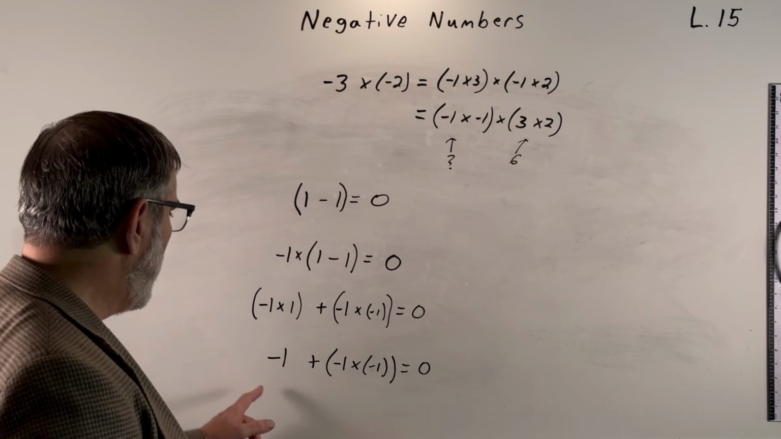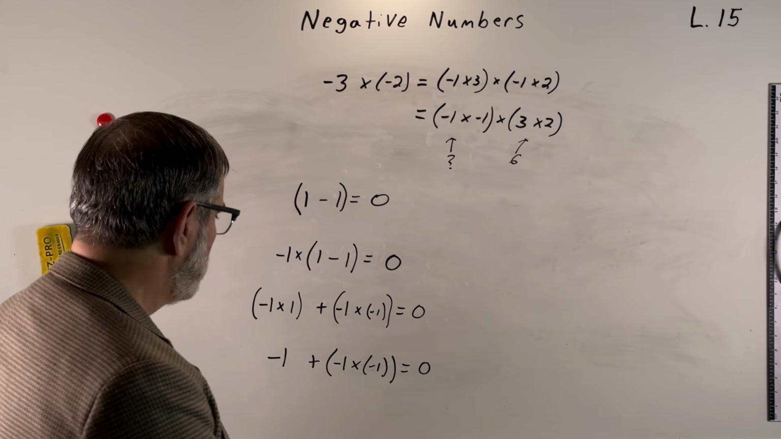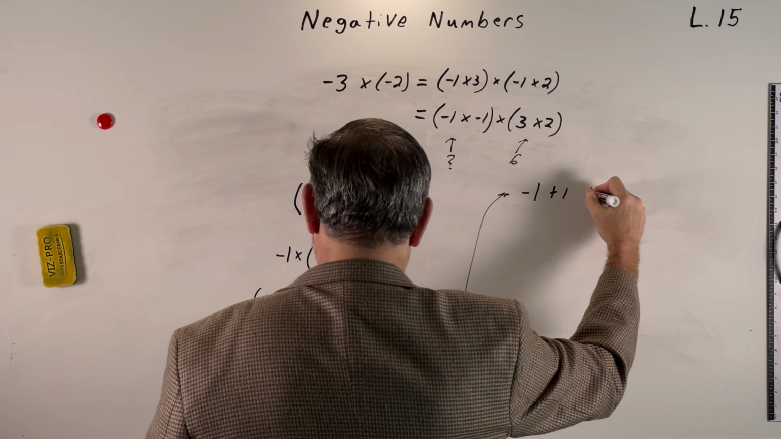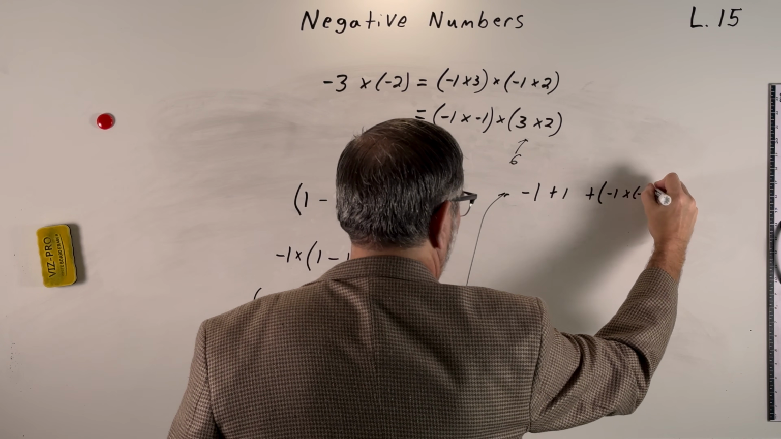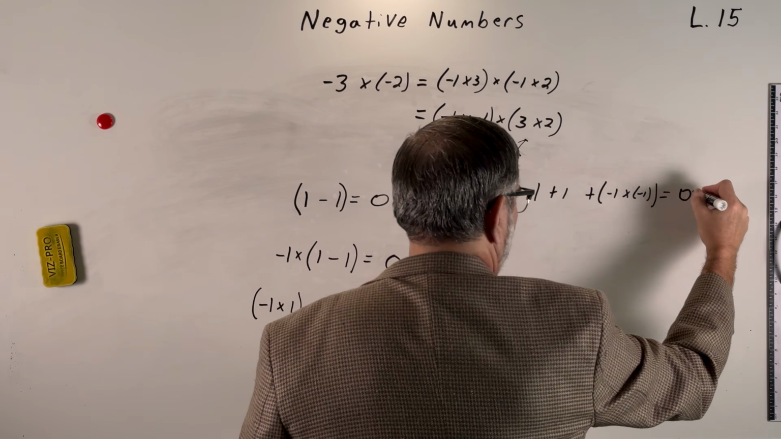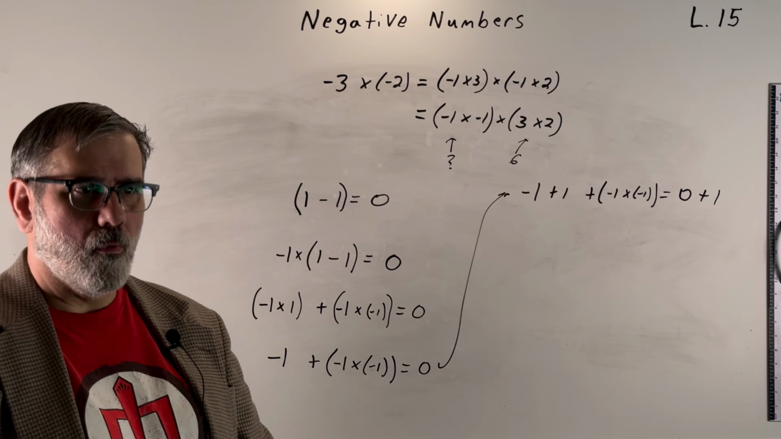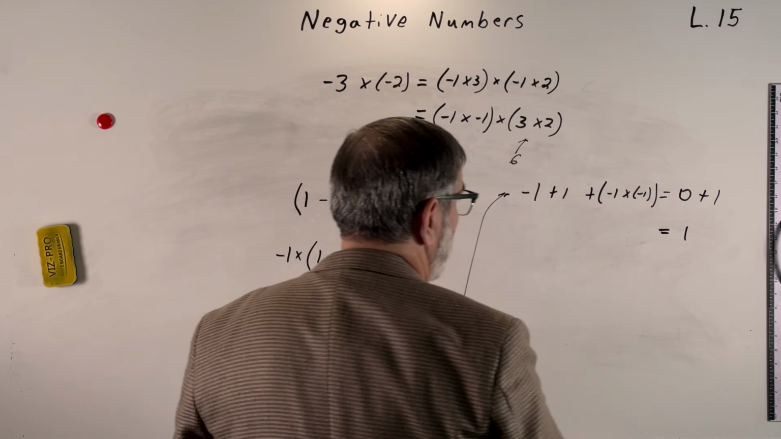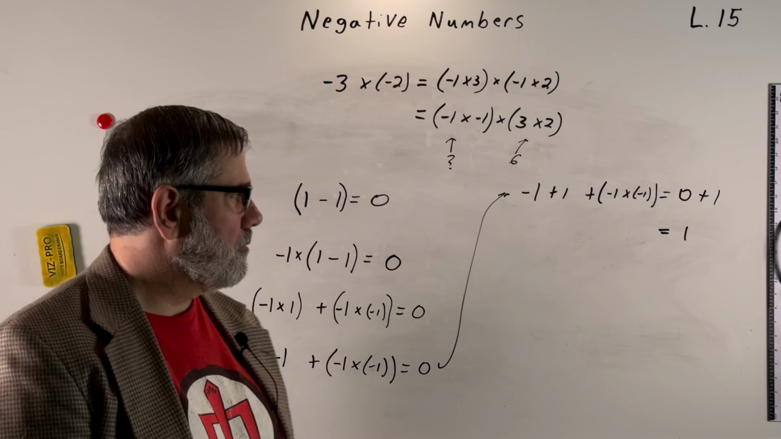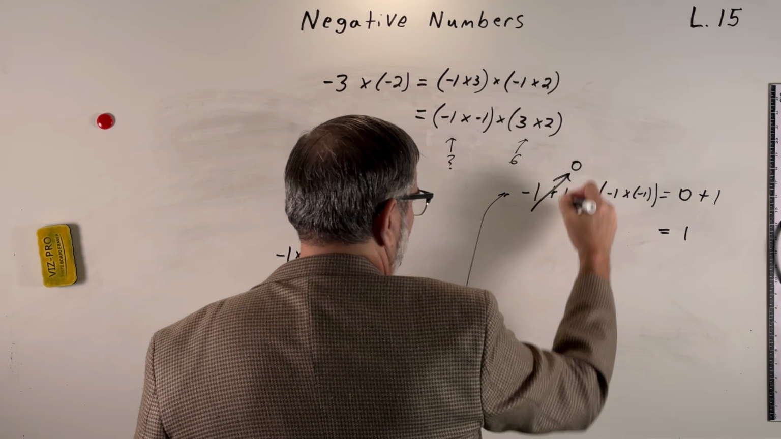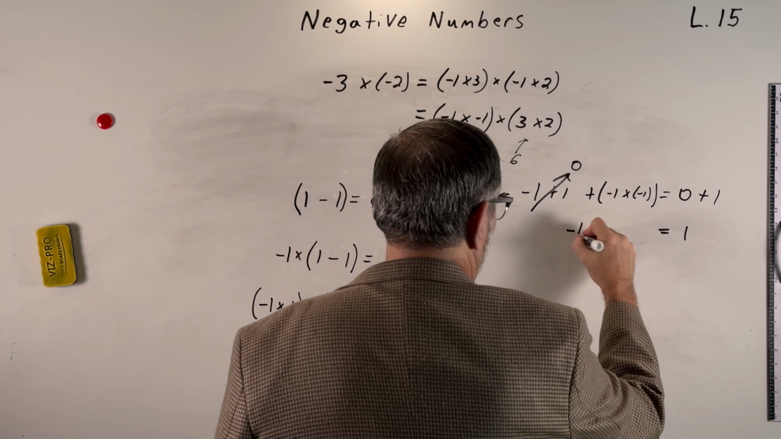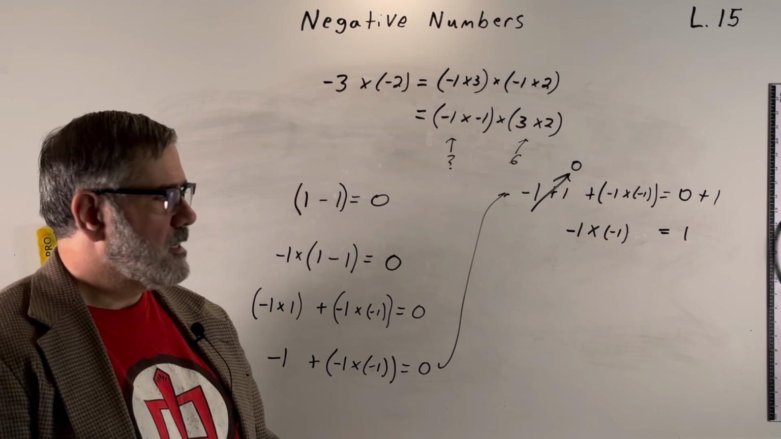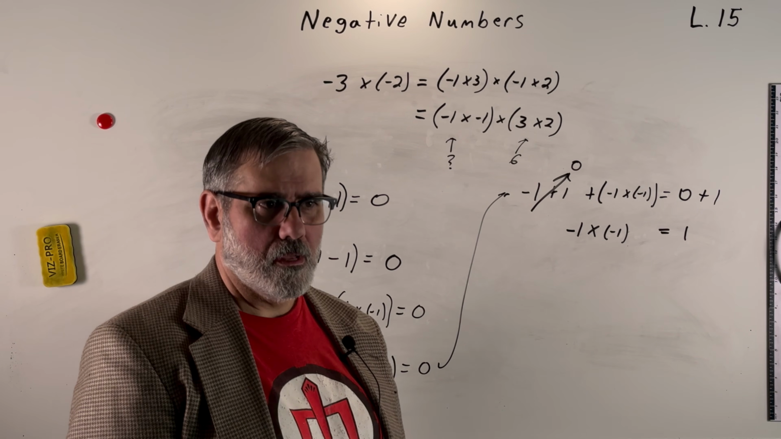Now if I were to add 1 to both sides, what happens? Let's go up over here. I would have minus 1 plus 1 plus minus 1 times minus 1 equals 0 plus 1, because I added 1 to both sides. Well, the right side is easy. 0 plus 1 is just 1. Now what is minus 1 plus 1? It's 0. This goes to 0. And so I'm left with minus 1 times minus 1 is equal to positive 1. And so now I know what the answer to minus 1 times minus 1 is. Apparently it's a positive.